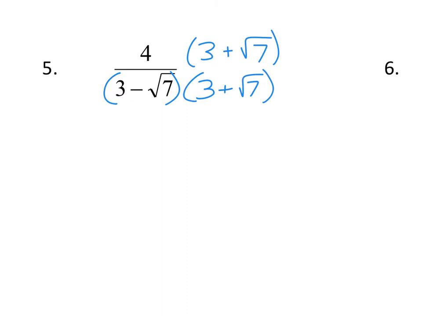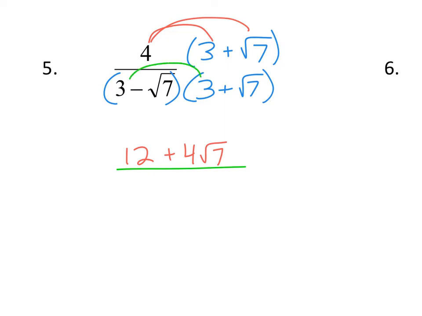So, we'll take this piece by piece. In numerator, 4 multiplied by 3 is 12, and then 4 multiplied by the square root of 7, you get a positive 4 square root of 7. Now, denominator is where things are going to get a little bit more tricky. 3 multiplied by 3 gives you 9. 3 multiplied by square root of 7, you get a plus 3 square root of 7.